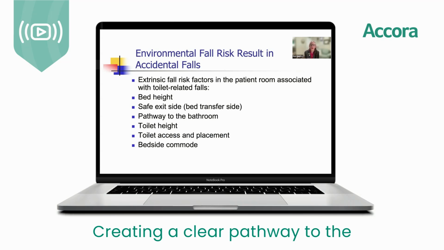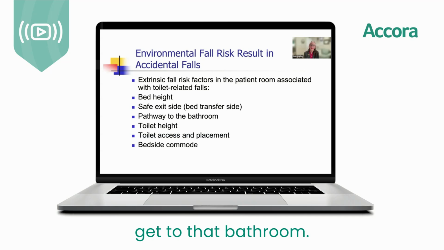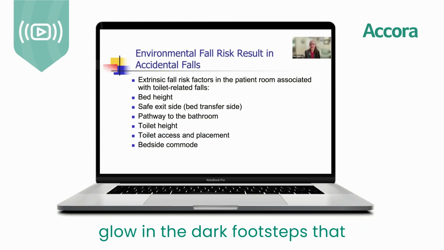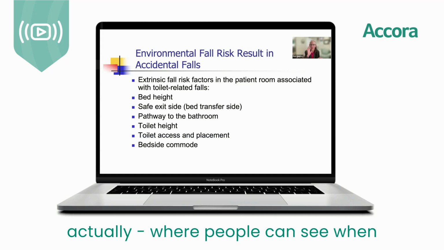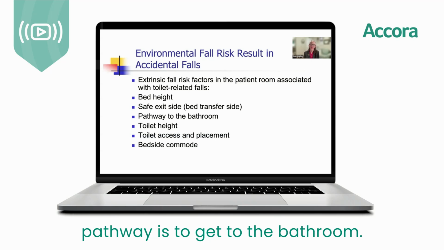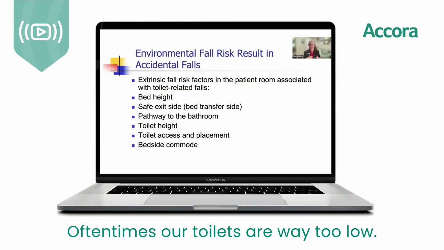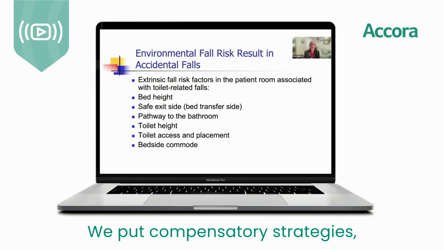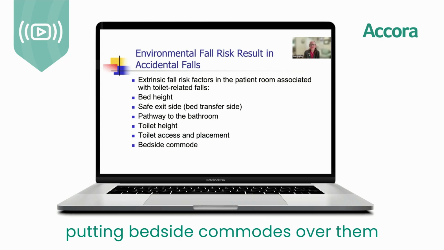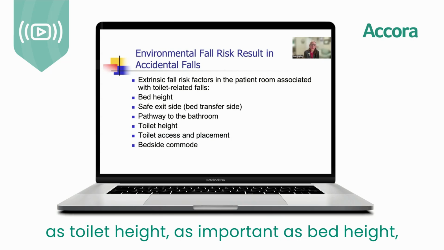Creating a clear pathway to the bathroom if someone is trying to get to that bathroom. I've even had some places that have put glow-in-the-dark footsteps where people can see, when they get up during the night, what the pathway is to get to the bathroom. Toilet height is just as critical as bed height. And oftentimes our toilets are way too low. We put compensatory strategies, putting bedside commodes over them to compensate. But toilet height should be as important as bed height.